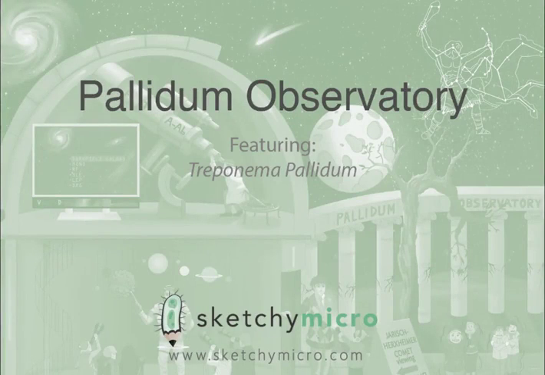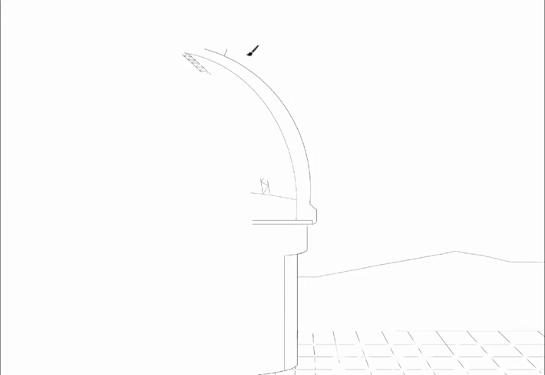So now we're going to cover Treponema pallidum, which causes the well-known sexually transmitted disease, syphilis. The drawing will be about a space observatory called Pallidum Observatory. That's right, syphilis in space. Treponema and pallidum sound so space-like, hopefully it'll be an association that really sticks.